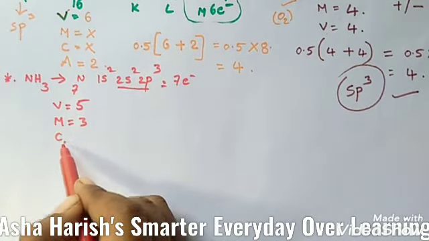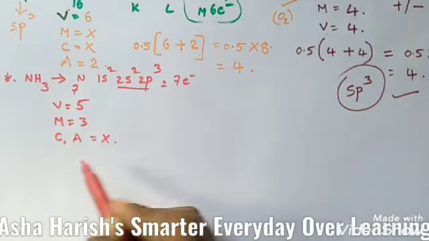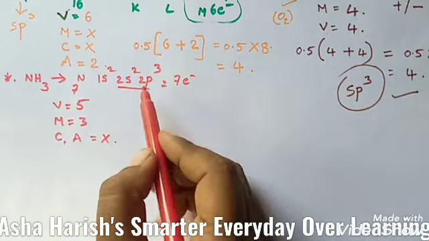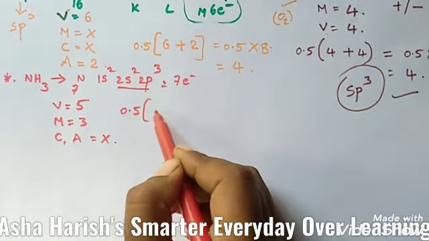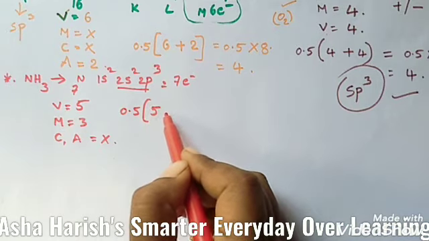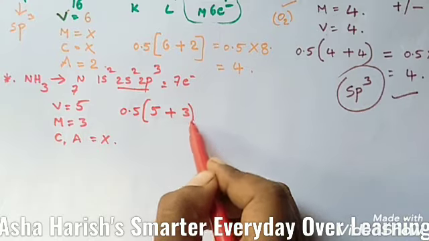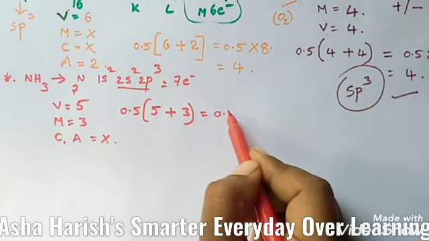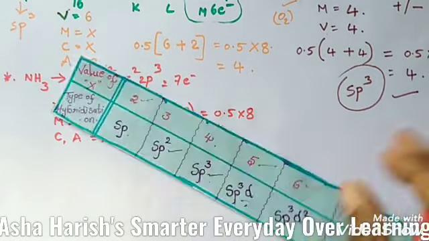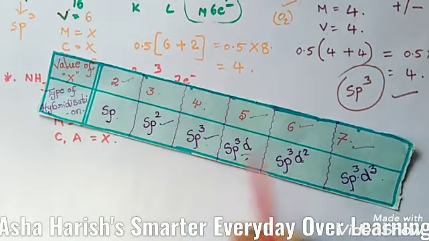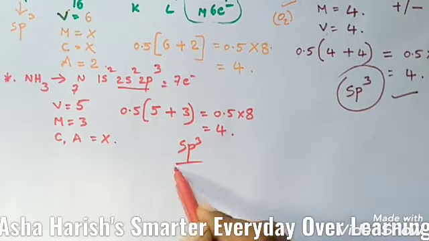What about C and A? There are no ions, so you can ignore the cation charge and anion charge. If you apply that formula, 0.5 into the number of valency electrons, 5 here, plus monovalent atoms, here 3, is equal to 0.5 into 8, so 4. The 4 means the type of hybridization is sp3, so sp3 hybridization.